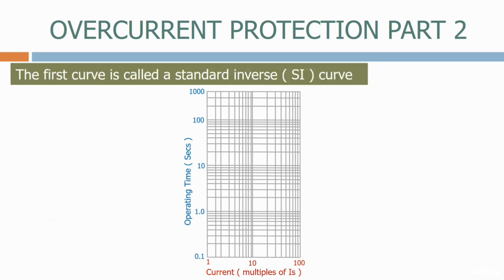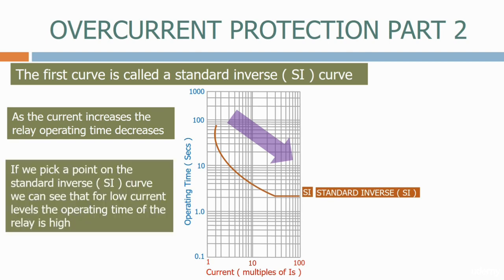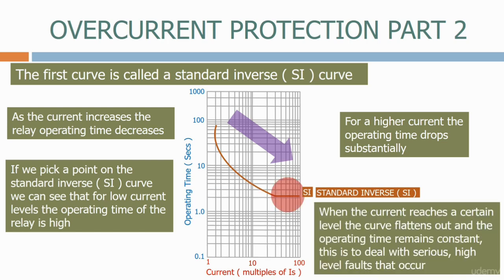The first curve is called a standard inverse, or SI curve. As the current increases, the relay operating time decreases. If we pick a point on the standard inverse curve, we can see that for low current levels, the operating time of the relay is high. For a higher current, the operating time drops substantially. When the current reaches a certain level, the curve flattens out, and the operating time remains constant. This is to deal with serious, high-level faults that occur.